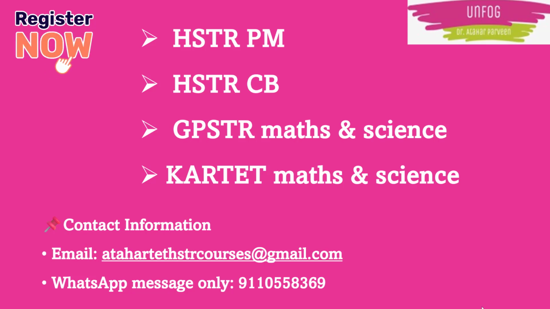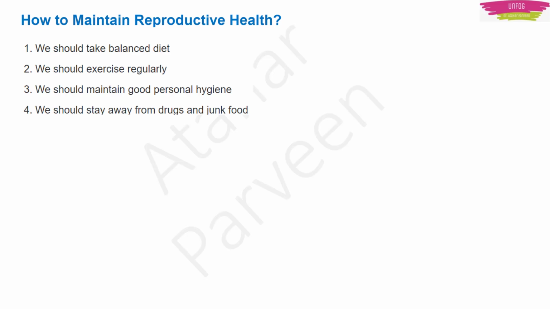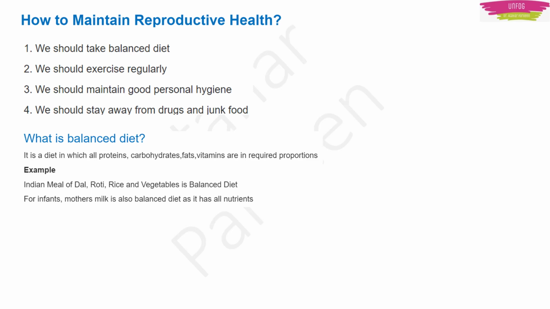In the previous class, we were talking about how to maintain reproductive health, right? Now let's see one by one in detail. What is this balanced diet? This is actually a diet in which we take all proteins, carbohydrates, fats, vitamins, all these going into our body in required proportions. We call it a balanced diet.